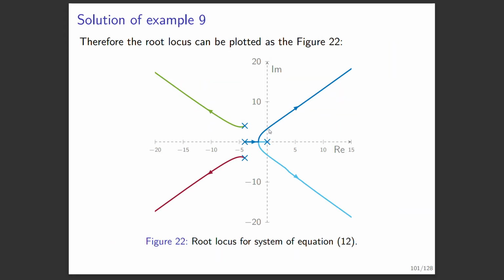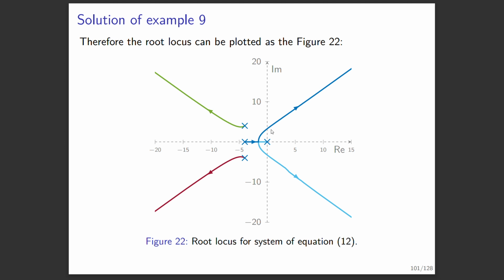So here, right? There are going to be four loci that follow the asymptotes. So the location of asymptotes is here, and then I have angles defined like this. Okay. Now clearly they cross the j omega axis.